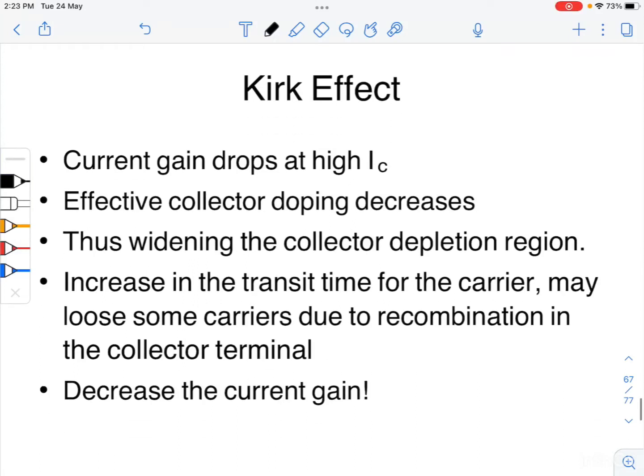Okay, Assalamualaikum. I would like to explain the next secondary effect, which is the last one that we'll be learning in this course, which is called the Kirk effect. Kirk effect. So what is it?